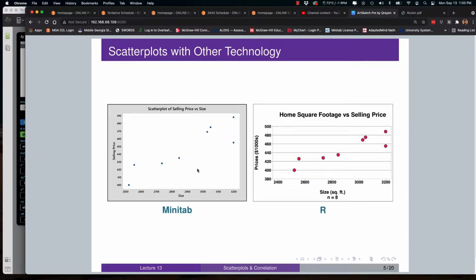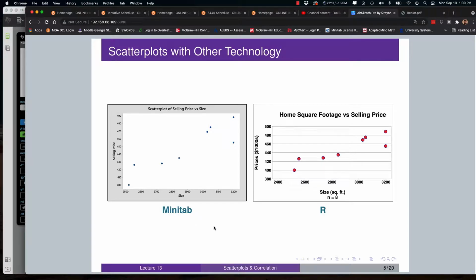Minitab doesn't have as many bells and whistles in that regard, and some other platforms don't either. You might be able to do some things like change the color of the points, but other than that, you get the same kind of graph. But we'll talk more about that later.